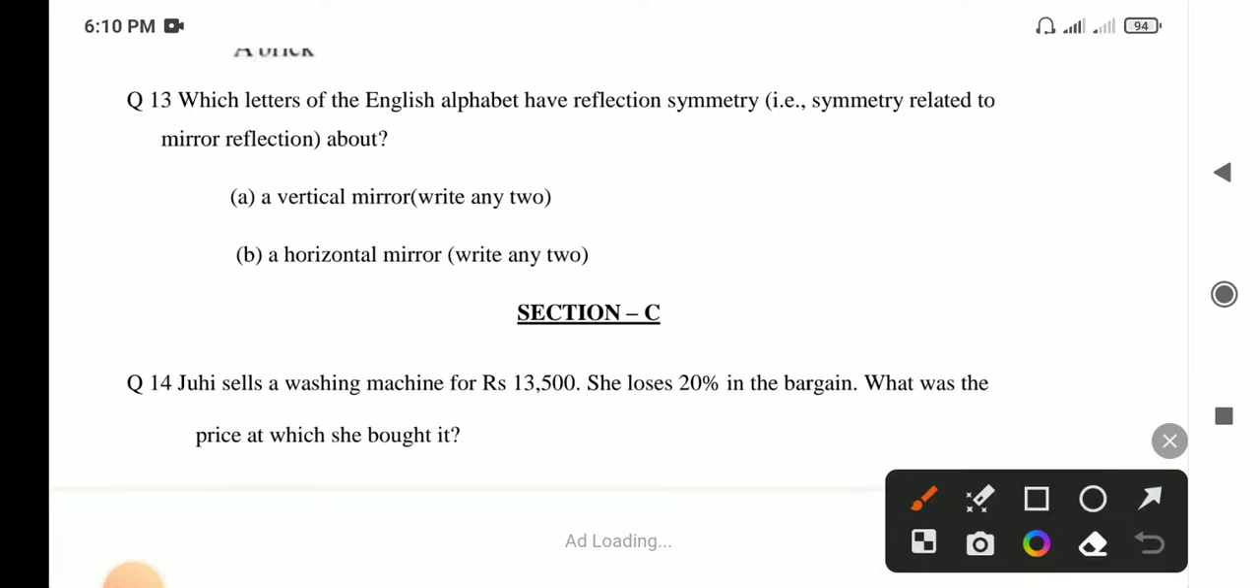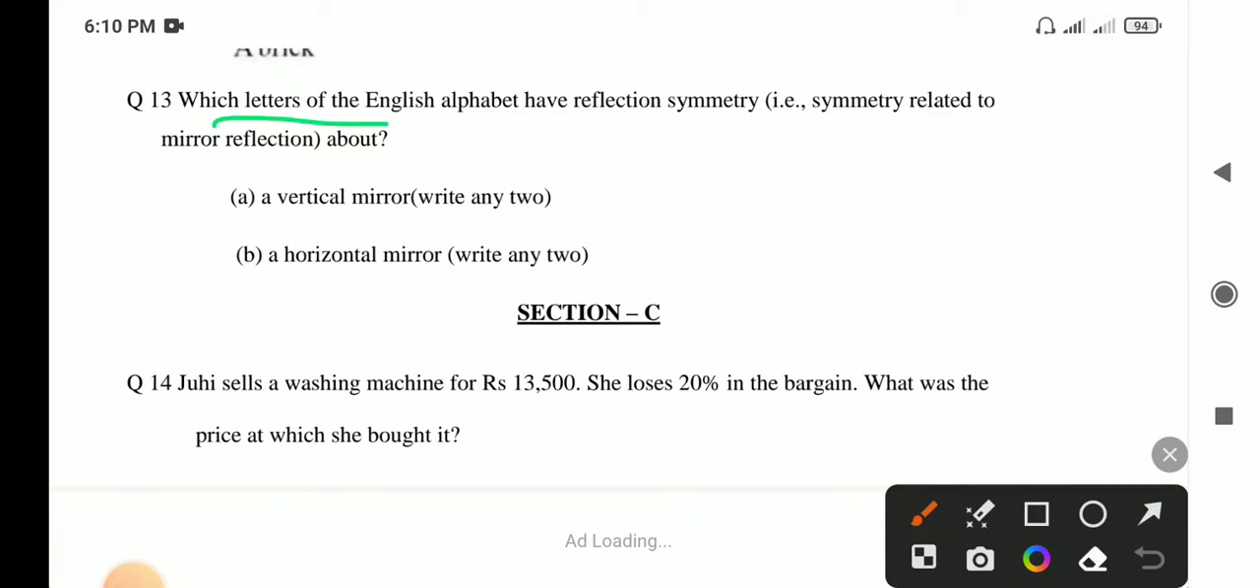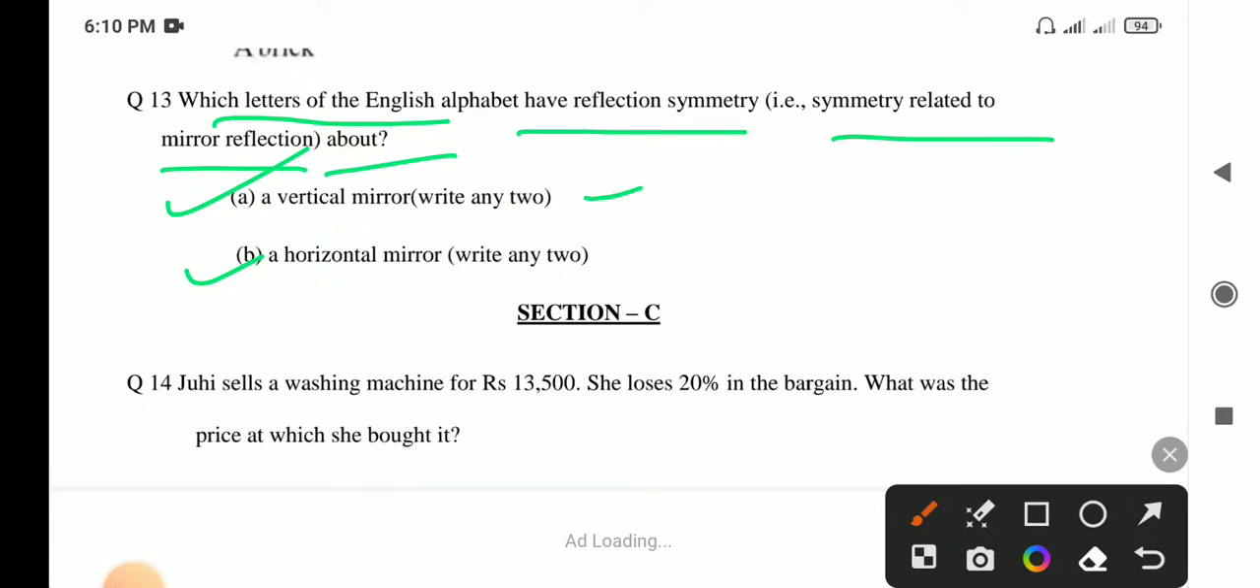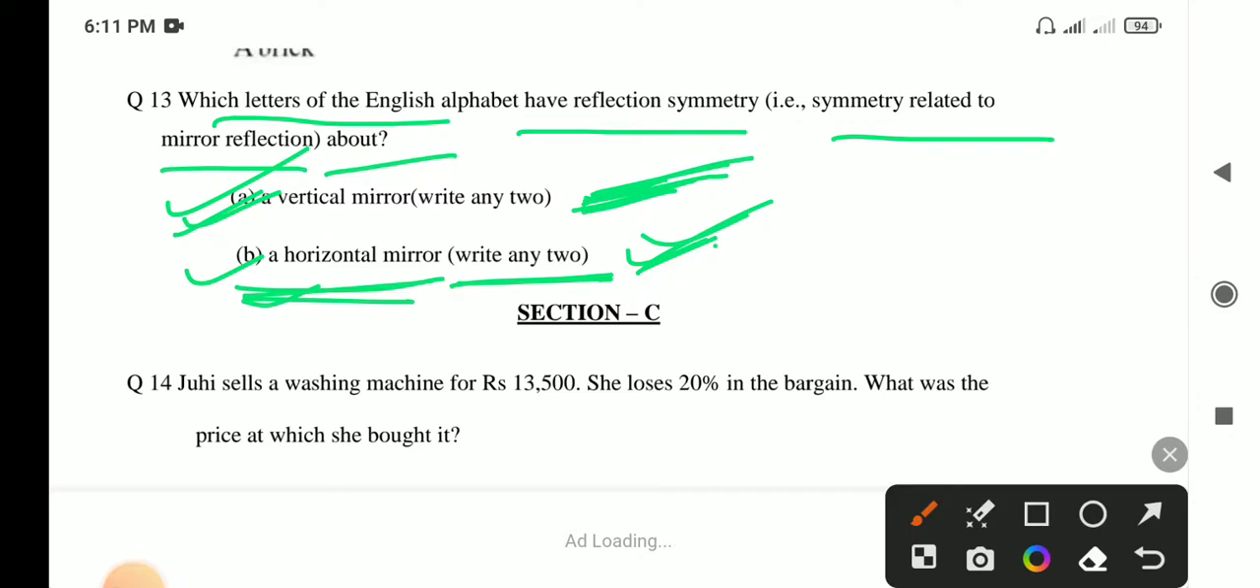Question number 13 you can see on the screen. Which letters of the English alphabet have reflection symmetry? That is symmetry related to mirror reflection about a vertical line and a horizontal line. Write any two satisfying the first criteria, and write any two satisfying the second criteria, that is which has a reflection symmetry when the mirror is horizontal. Okay, now question number 14.